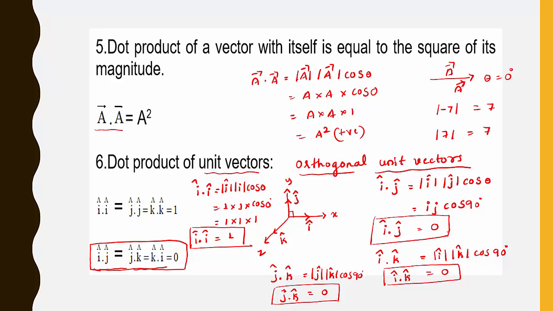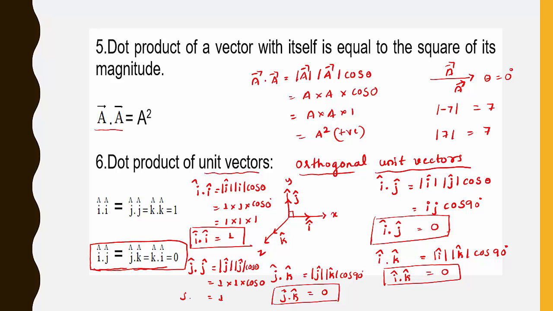Similarly, can you find j dot j? j dot j is equal to, again, the same formula we can use here: mod of vector j into mod of vector j into cos theta. Theta is 0 degree. Mod of vector j is what? Its magnitude is 1. 1 into 1 into cos of 0 degree. Cos 0 is 1.